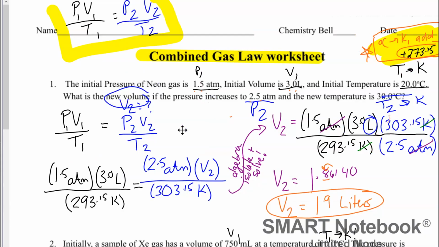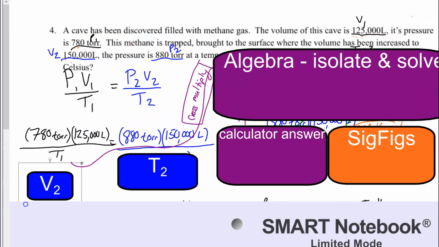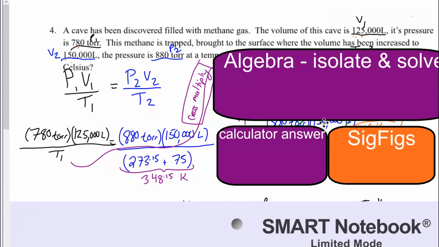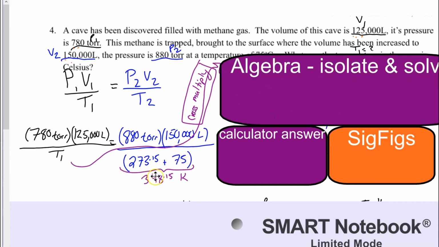Volume 2, this is new. Okay. Volume 2 is 150,000 liters, and T2 is 273.15 Kelvin plus that 75 degrees Celsius. So 348 Kelvin. So we have all of our variables except for T1.